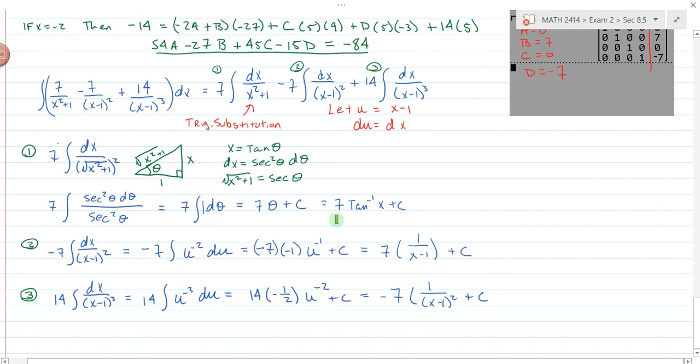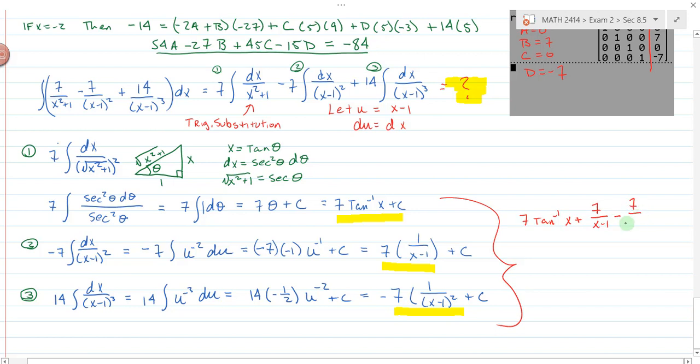So putting all 3 of these together for our final answer, we're going to end up with 7 tan inverse x plus 7 over x minus 1 minus 7 over x minus 1 squared plus c. And that would be our final answer.